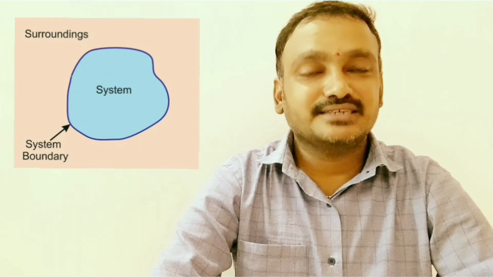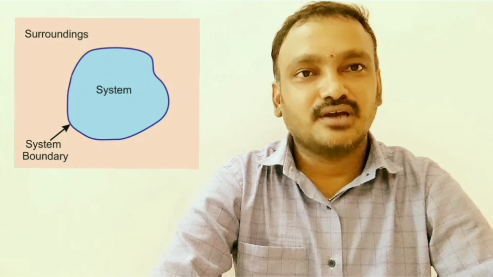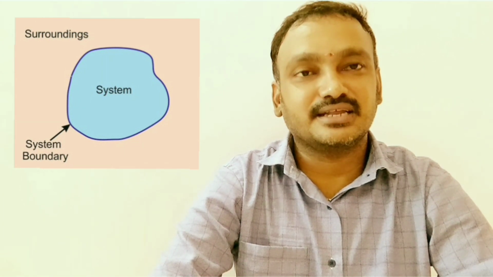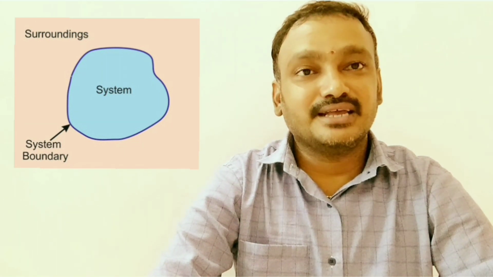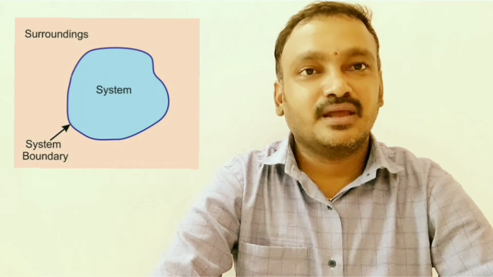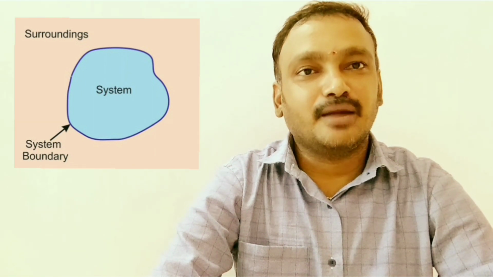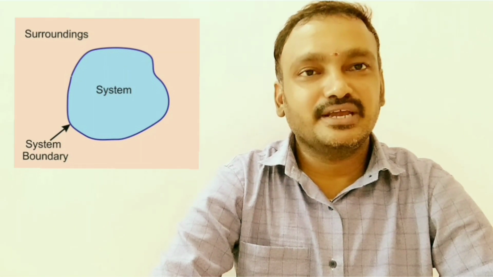System and surrounding in thermodynamics. A system is an object or is made of particles that is being studied. The rest of the system is known as the thermodynamic surroundings. Both system and surrounding are separated by boundaries. A boundary may be fixed or movable.